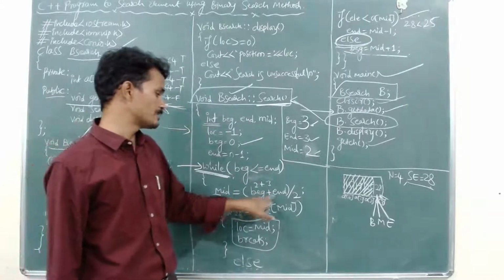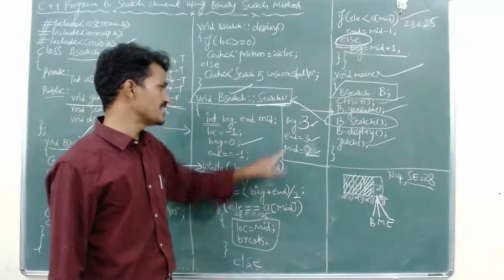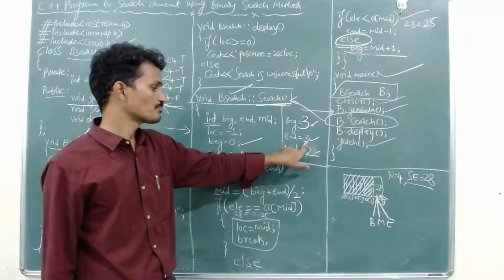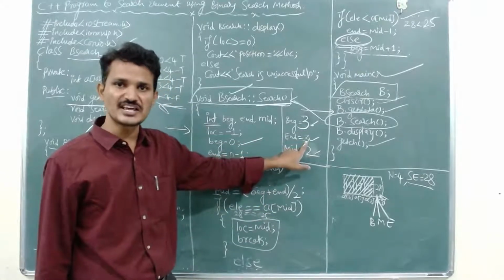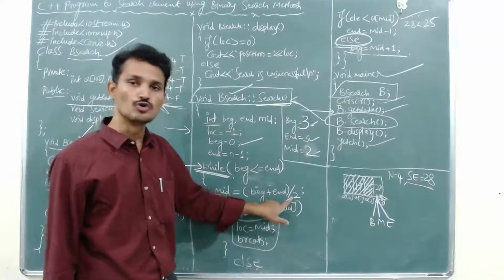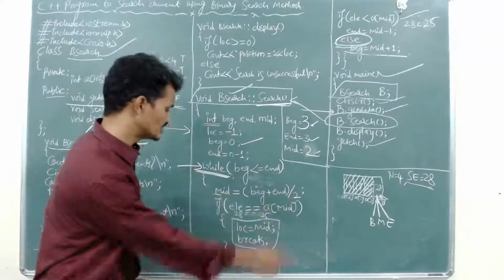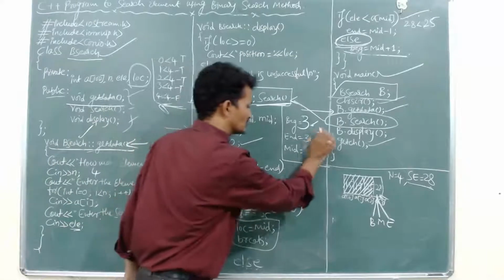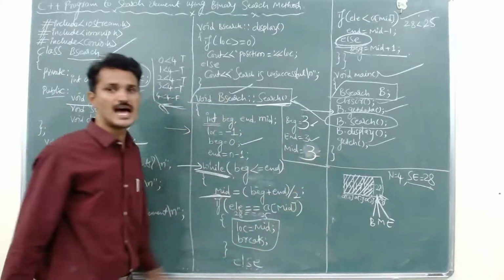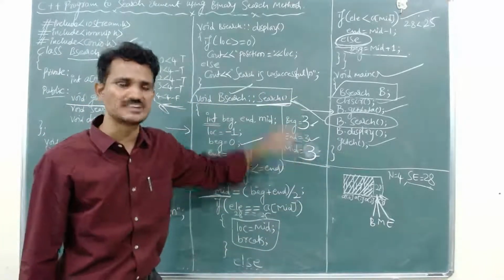Mid is equals to begin plus end divided by 2. Begin is 3, end is 3. 3 plus 3 is 6. 6 divided by 2 will get the answer as 3. That 3 is assigned to mid. Have a look at this. Begin 3, end 3, mid 3.